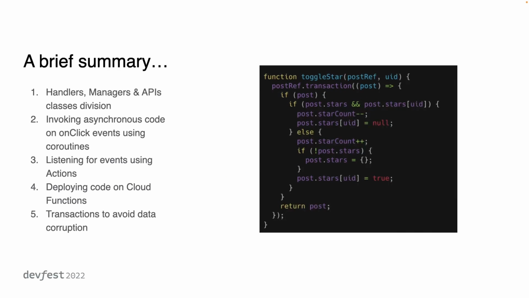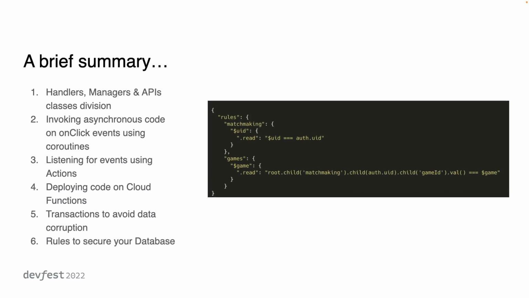And then finally, we learned how to use transactions on that backend code to assure that we don't corrupt the data and don't get race conditions when we modify it. And finally, we now know how to secure our database with cool and secure Firebase rules.